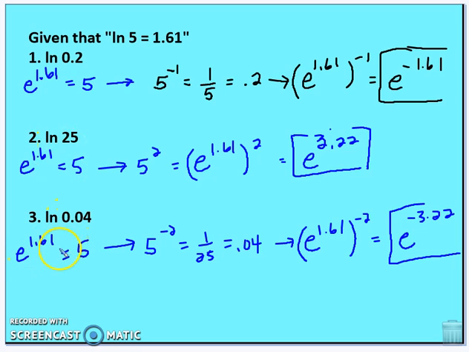Similarly, e to the 1.61 is equal to 5. 5 to the negative 2 is equal to 1 over 25, which is equal to 0.04. I can then express e to the 1.61 again, which is 5, to the negative 2, and that leaves me with e to the negative 3.22. So that's how you solve these problems.